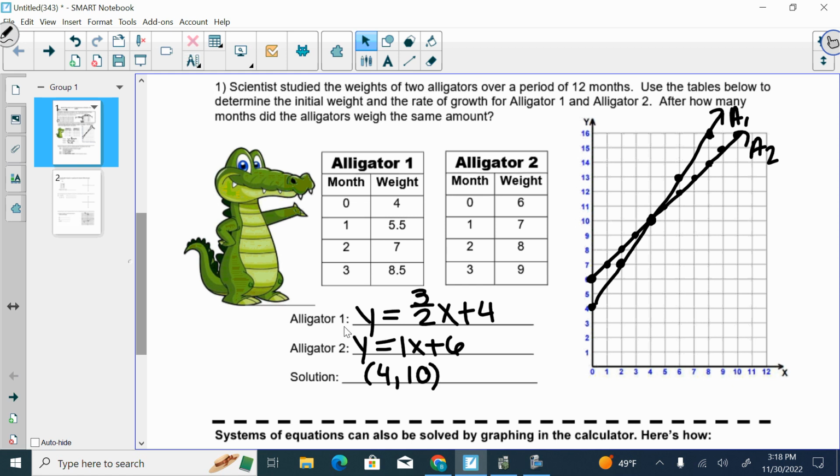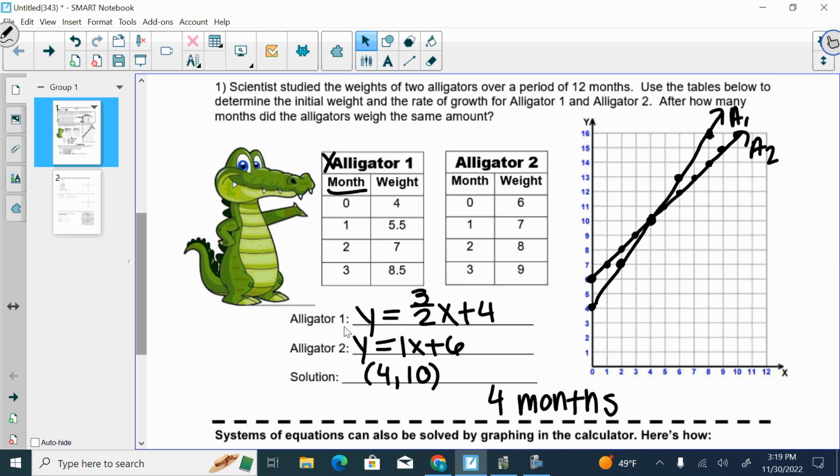So the question that they asked us here was, after how many months did the alligators weigh the same? Well, the first column represents my x's, right? And what did they call the first column? Months. Okay, so months are my x's. They want to know after how many months did it work out. So 4 months. Very good. 4 months until they weighed the same.